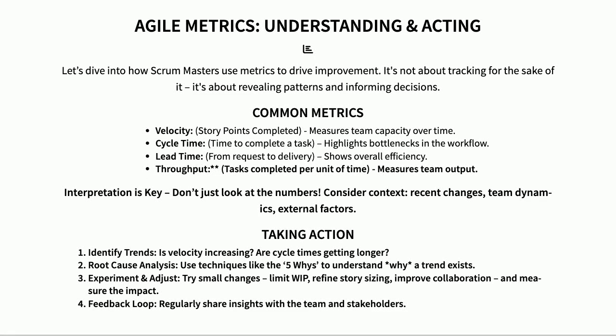Okay, let's talk about how Scrum Masters use metrics to help teams get better. We're not just collecting data, we're looking for clues. There are a few key metrics like velocity, which tells us how much the team can accomplish in a sprint, and cycle time, which highlights where things might be slowing down. Lead time gives us a broader view of efficiency, and throughput shows overall output.